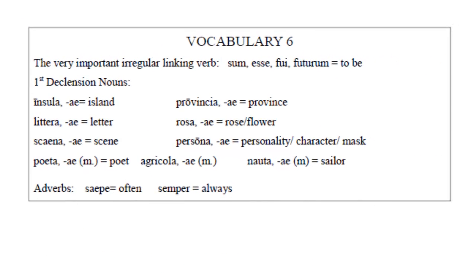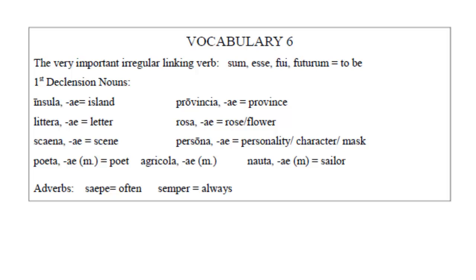All right, now let's look at the new vocabulary for Chapter 6. You need to memorize the 4 principal parts of the verb to be, sum, esse, fui, futurum. Sum, esse, fui, futurum. The first 2 principal parts, of course, are the ones that you're going to need this year. But the others will be coming in and becoming important much later.